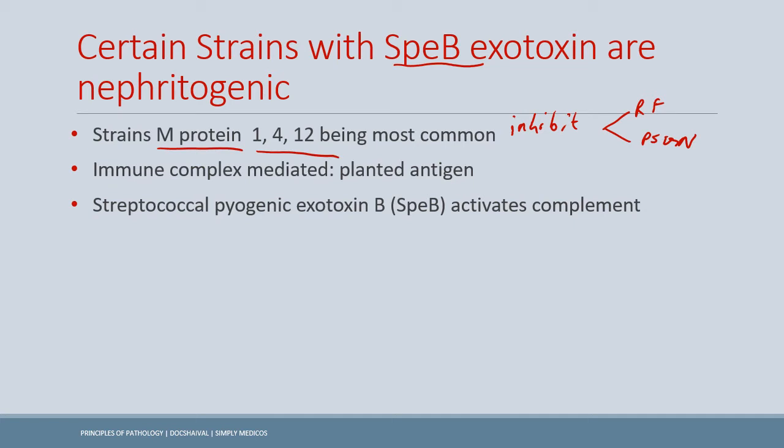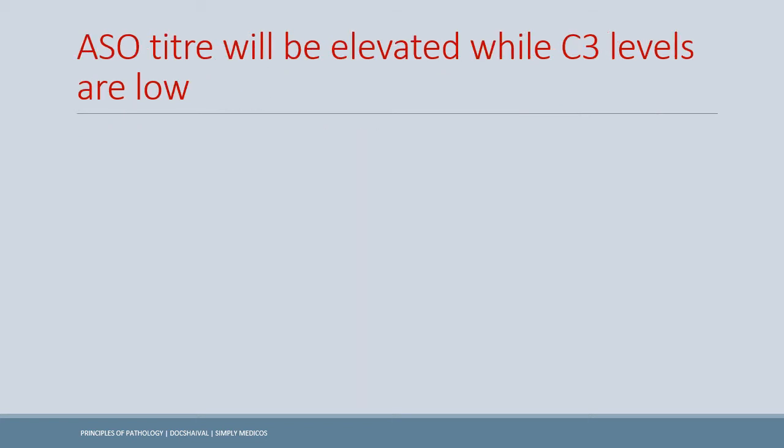Now, yes, it's an immune complex mediated disease and it is the planted antigen. Then the SP exotoxin, which I've already mentioned, activates the complement, and the complement mainly is C3. So the C3 decreases in the blood. That's also understood. The labs would show that the ASO titer is raised. Recall that ASO is one of the diagnostic features of streptococcal infection.